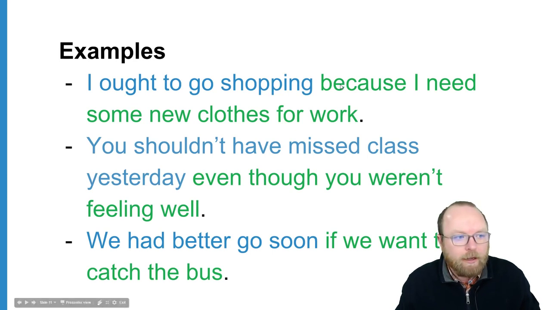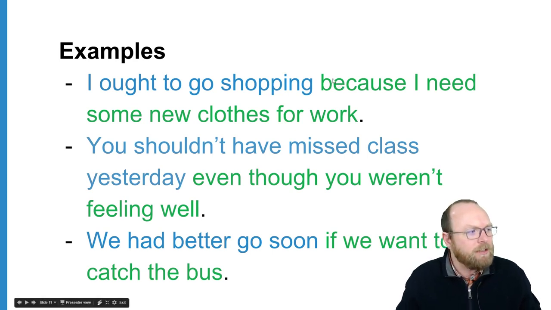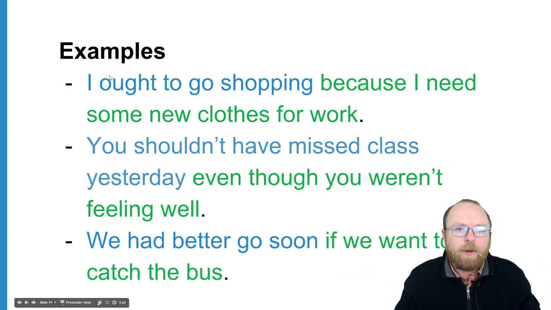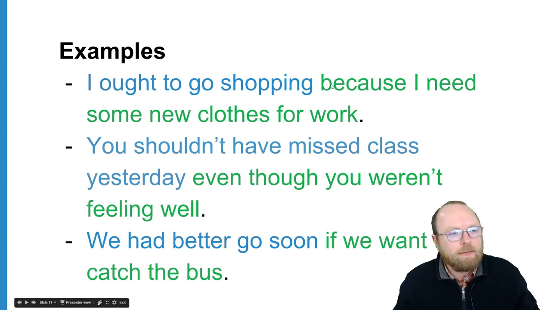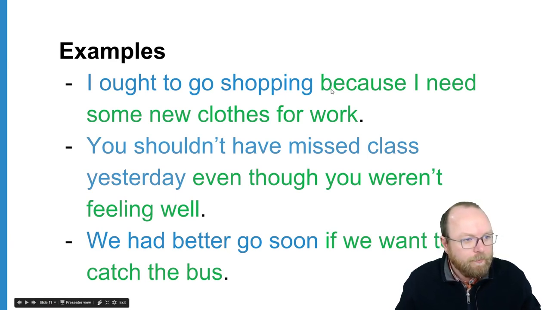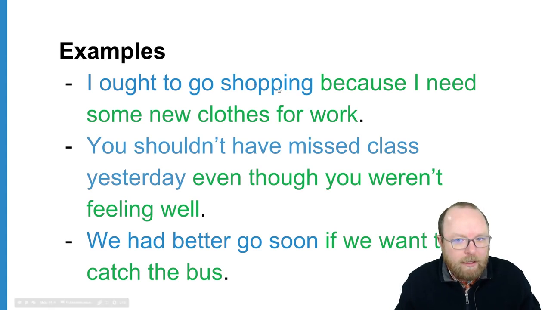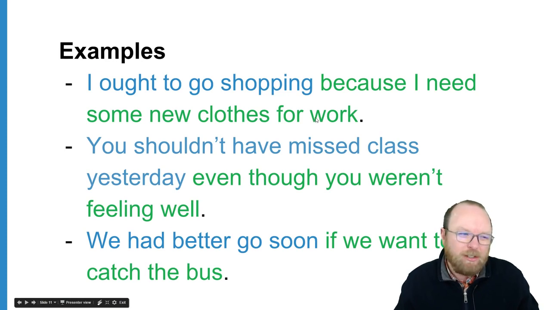What does ought to mean? It means should. I ought to go shopping. This is independent. This is a complete idea. We don't need help, but we can add a dependent clause because I need some new clothes for work. This is called a complex sentence. A complex sentence means an independent clause with one or more dependent clauses. Usually it's just one.